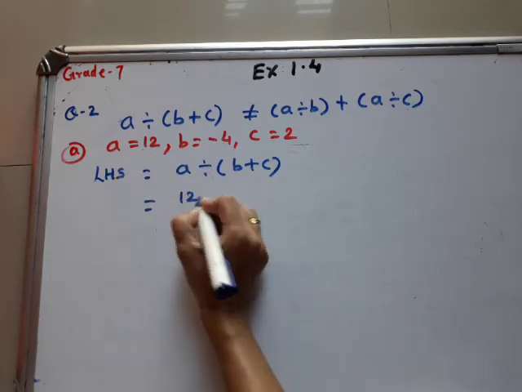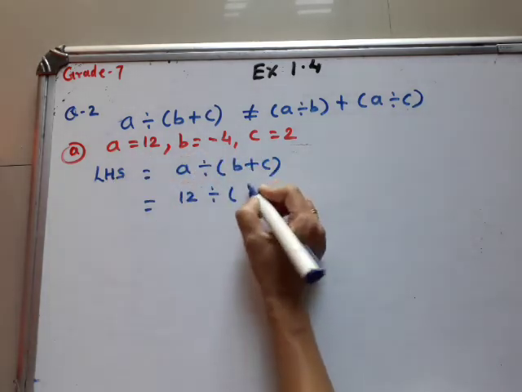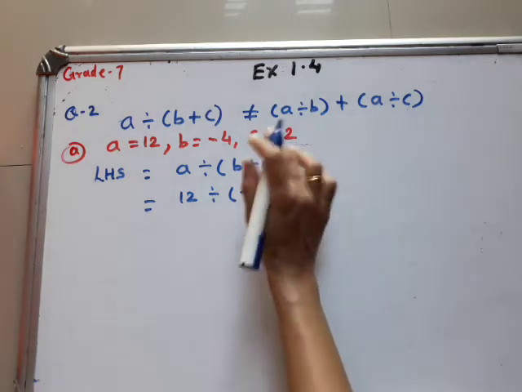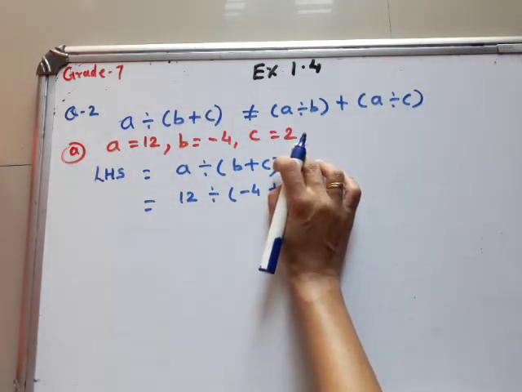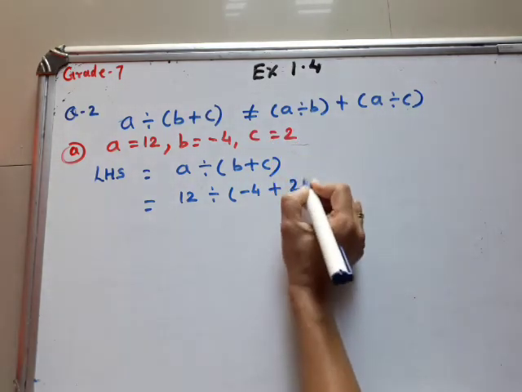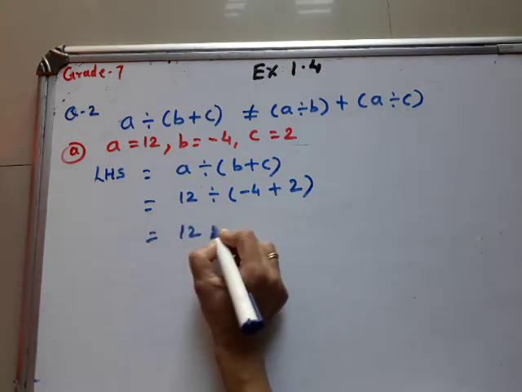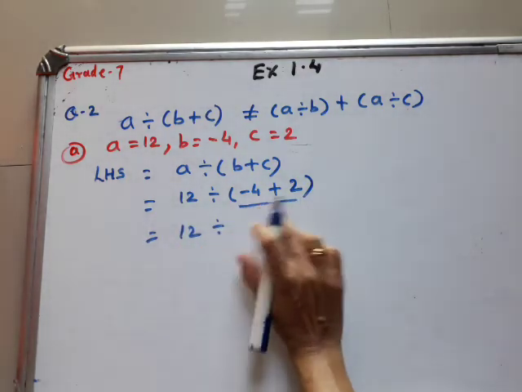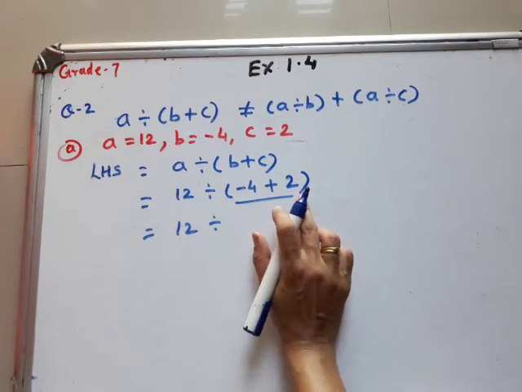Now we put the values in this side. A is 12, divided by b, which is minus 4, plus c, which is 2. So you have to write this. Now first we solve this bracket: minus 4 plus 2. One is a negative sign, one is a positive sign.